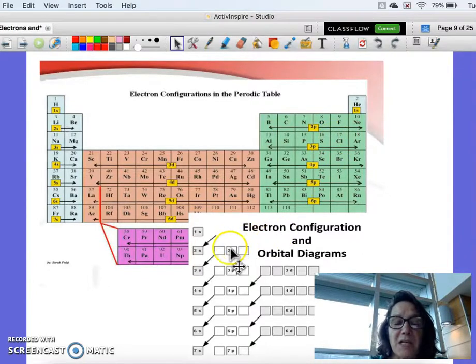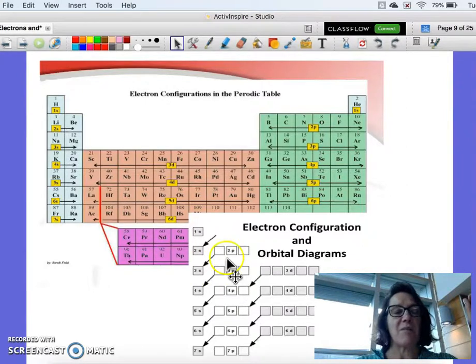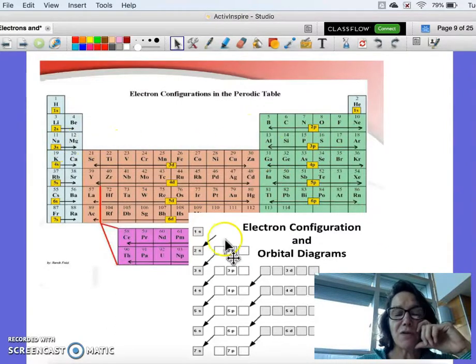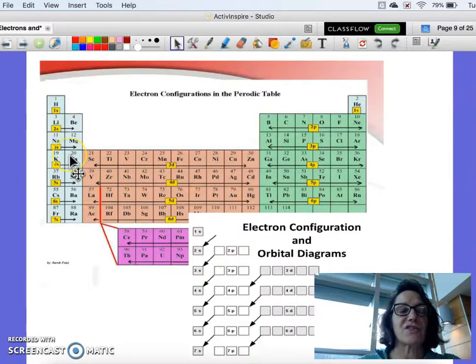After the 2p, follow on your diagonal, I go to the 3s. After the 3s, I go to the 3p. Now things start to get a little weird. So watch on the periodic table. Here's my 3s. Then I go across to my 3p, looking good. But notice that after 3p, I go to the 4s. Okay, everything's still good.